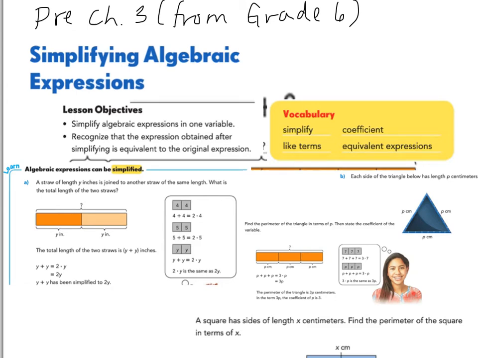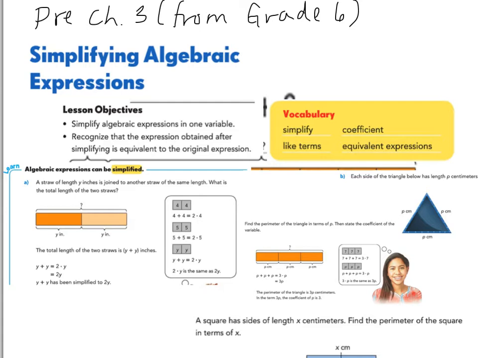Okay, before we start chapter 3, we are going to go back for one day and review from the 6th grade textbook with the whole numbers, because our textbook starts right into fractions and decimals with algebraic expressions. So you're going to simplify algebraic expressions in one variable and recognize that the expression obtained after simplifying is equivalent to the original expression.